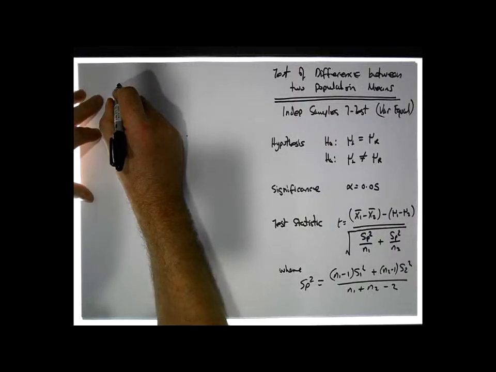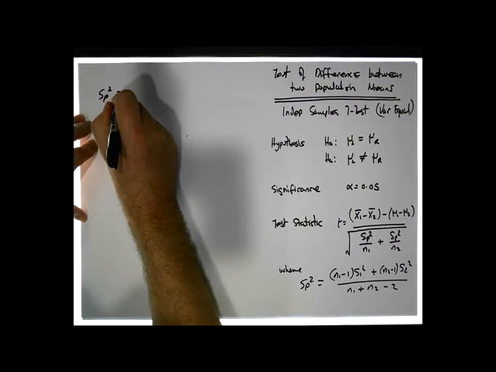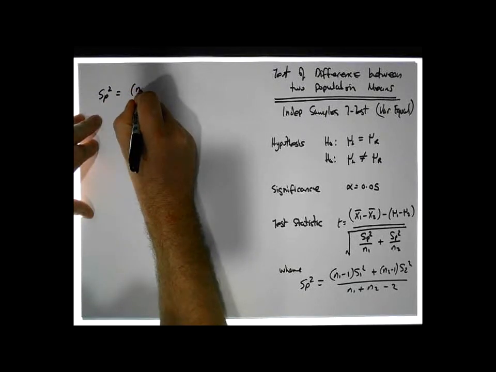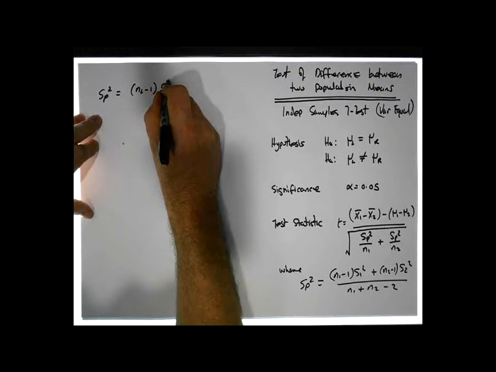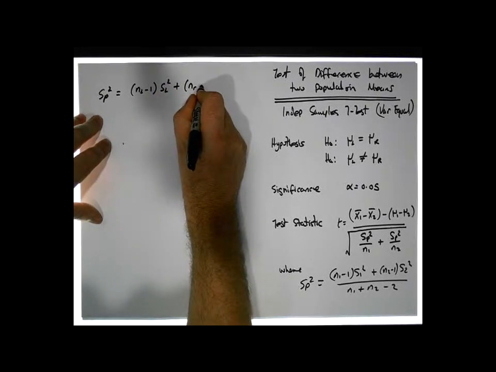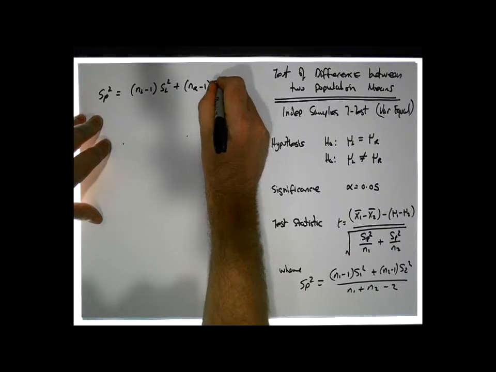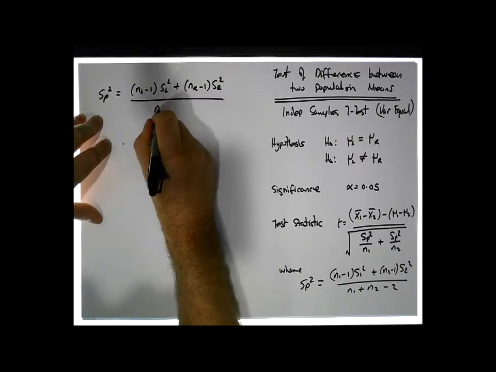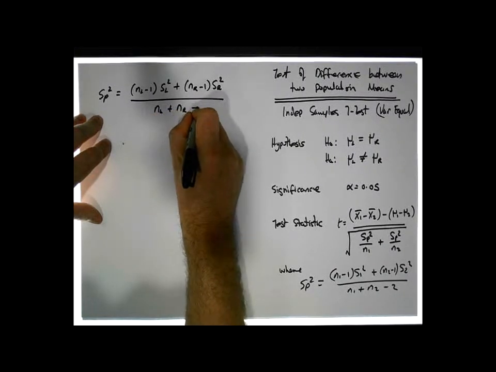So our pooled variance now, sp squared, is going to be equal to the sample size for the left-handers minus 1 times the variance of the left-handers, plus the sample size of the right-handers minus 1 times the variance of the right-handers, divided by the sample size of the left-handers plus the sample size of the right-handers minus 2.